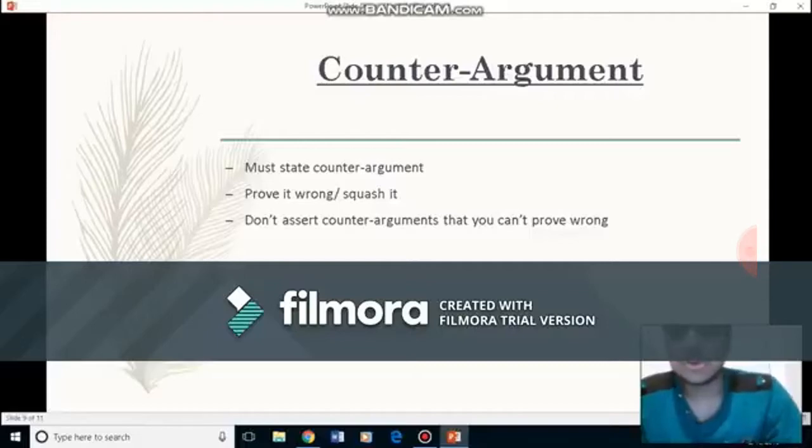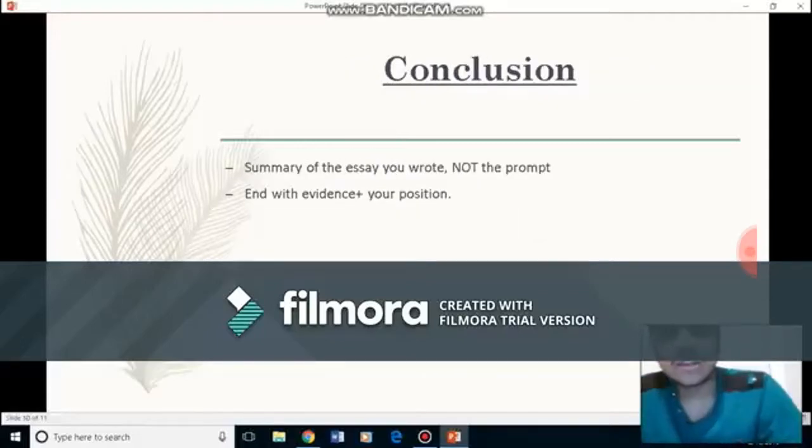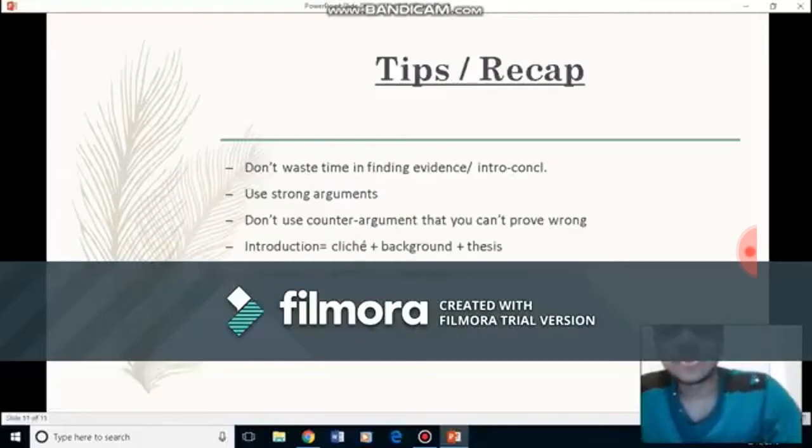The conclusion is the summary of your essay, not the prompt. So don't try to summarize the prompt, and end it with evidence and the position. What I mean by that is you should write something like, because of these reasons I support this position, some sort of this kind of sentence structure. And don't really worry if you have messed up something in the introduction and conclusion.